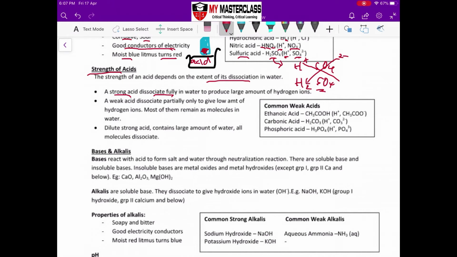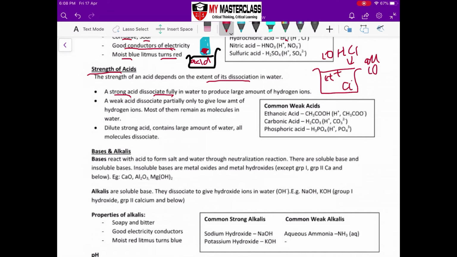Okay, what this means essentially is, for example, if I have a beaker of water, right, I put 10 HCl, I bubble 10 HCl inside. All 10 will separate into H plus and Cl minus. Okay, all of them separate. This is dissociate fully or complete dissociation. And then it will be a strong acid. Weak acid dissociate partially to give low hydrogen ions.